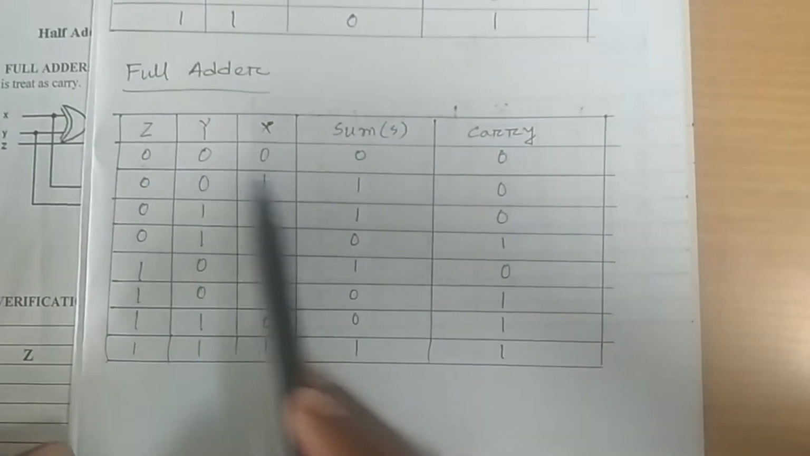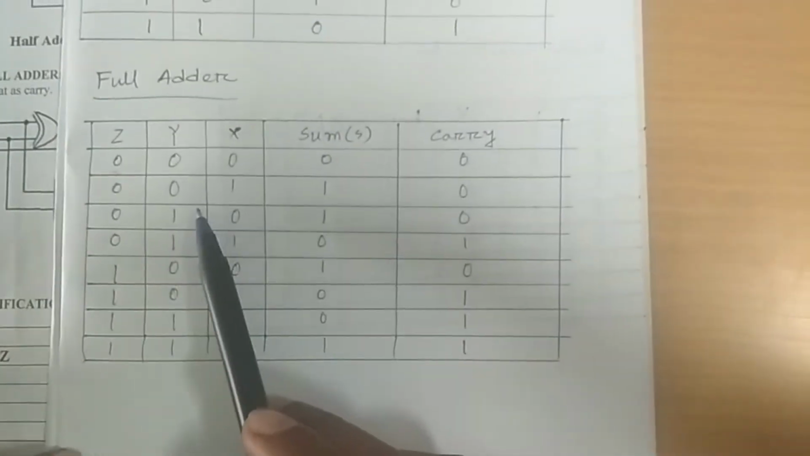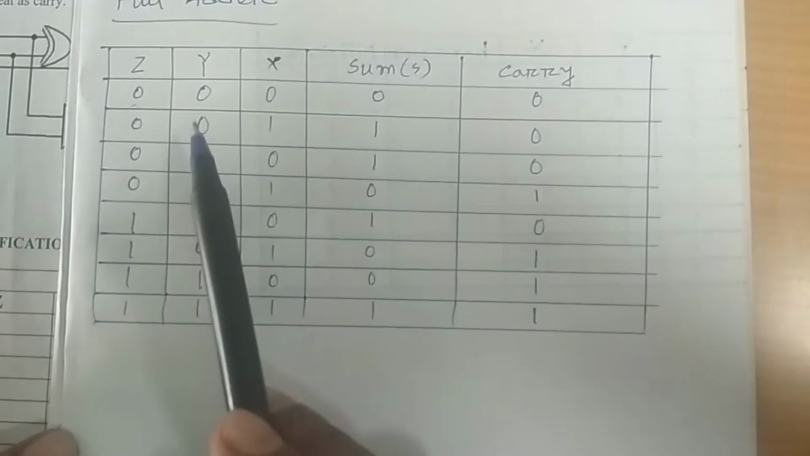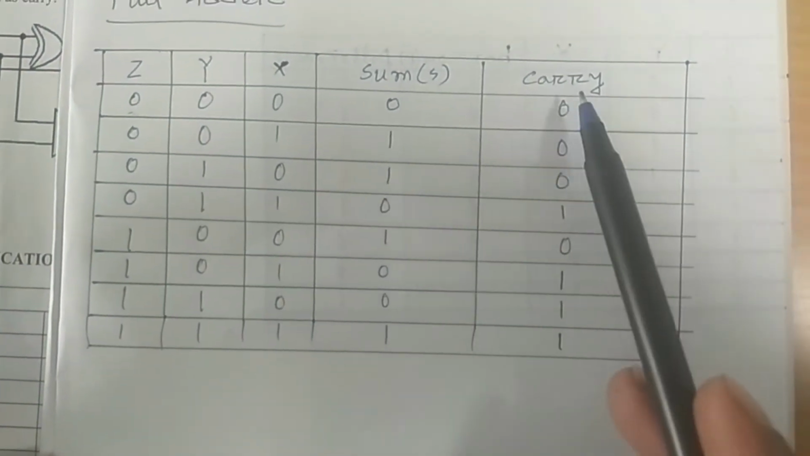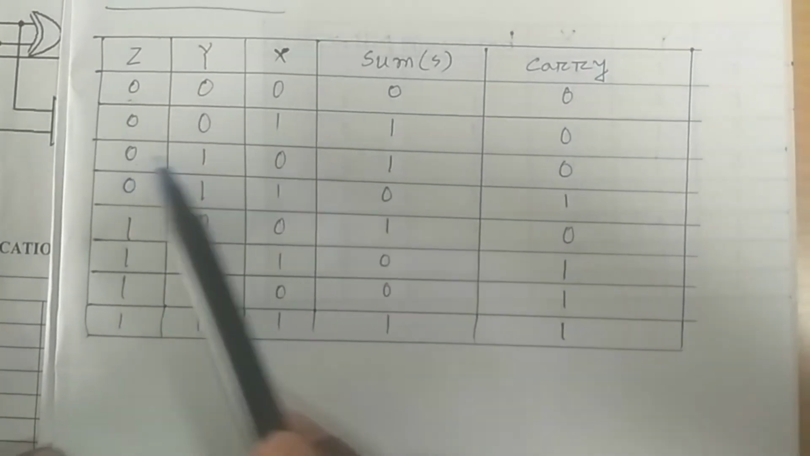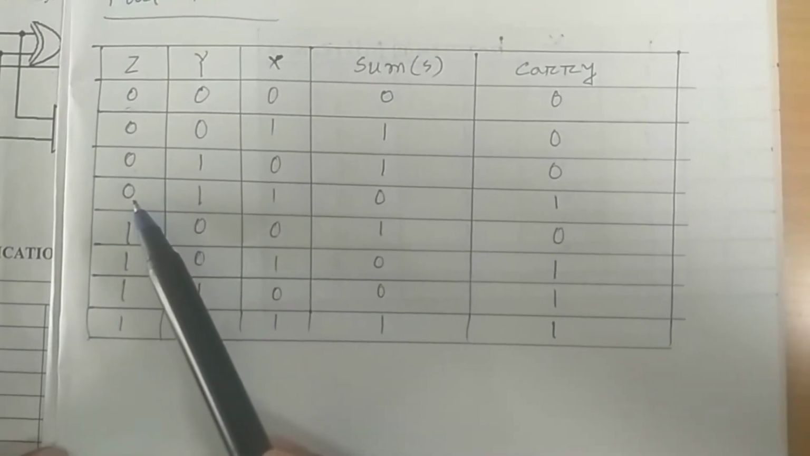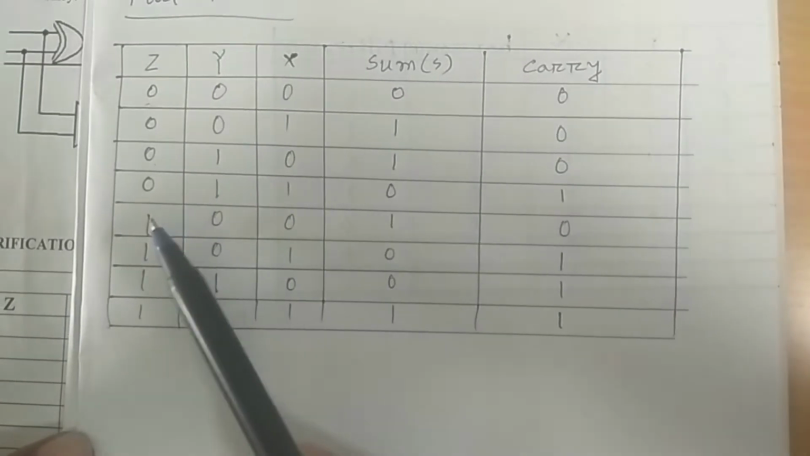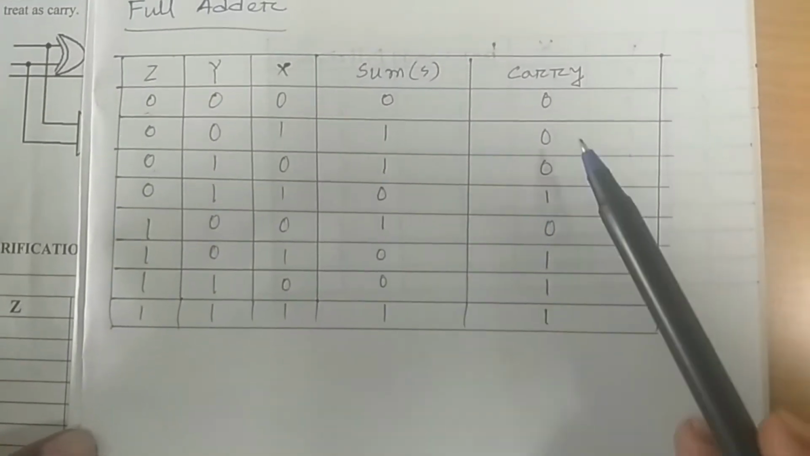This is the truth table for the full adder. Here inputs are 3. When all the inputs are 0, then sum is 0 and carry is 0. When inputs are 0, 0, 1, then sum will be 1 and carry will be 0. When inputs are 0, 1, 0, then sum is 1, carry is 0. When inputs are 0, 1, 1, then sum is 0, carry is 1. When inputs are 1, 0, 0, then sum is 1, carry is 0.